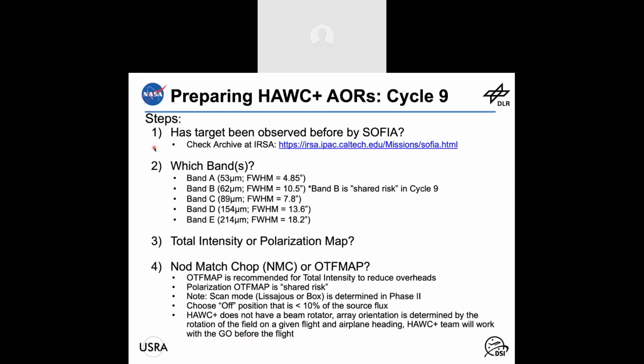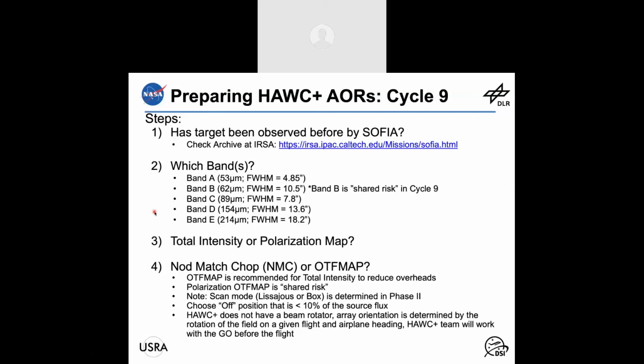The next step would be to pick the bands you want to use. HAWC Plus has 5 different bands labeled A, B, C, D, and E, starting from 50 microns, extending all the way out to 214 microns, which I've shown here. And I've also shown the full width half maximum of each beam. And also, please note that band B is still considered shared risk in cycle 9. If you plan on using that, you need to justify why that band is important for your observation.